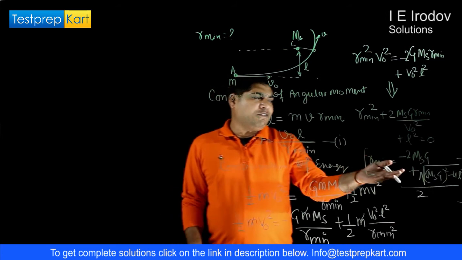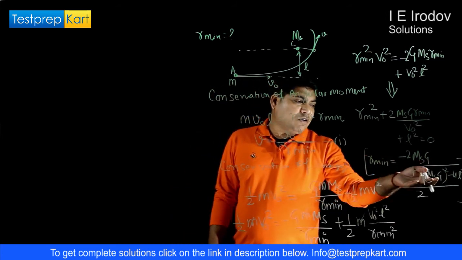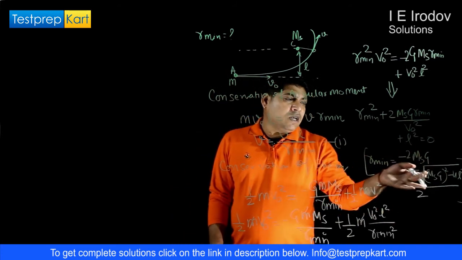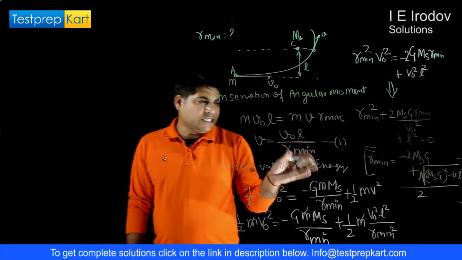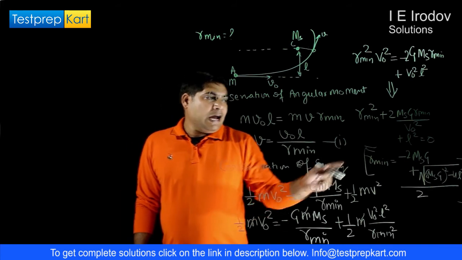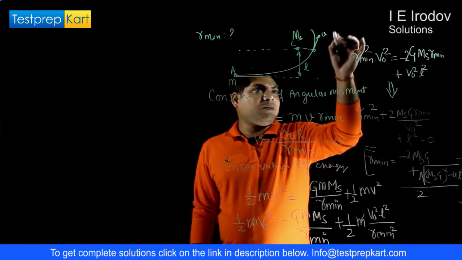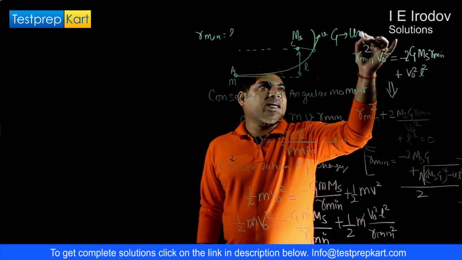We can further simplify this expression by taking out this term ms over G common from this expression, but there is no need to do that exercise if it is not required. Okay, and please note here this capital G is the universal gravity constant.